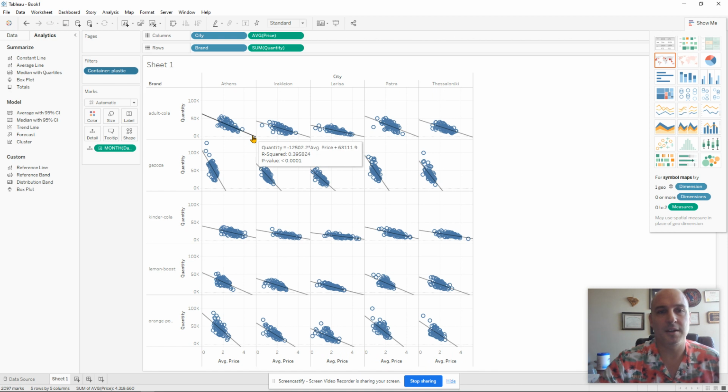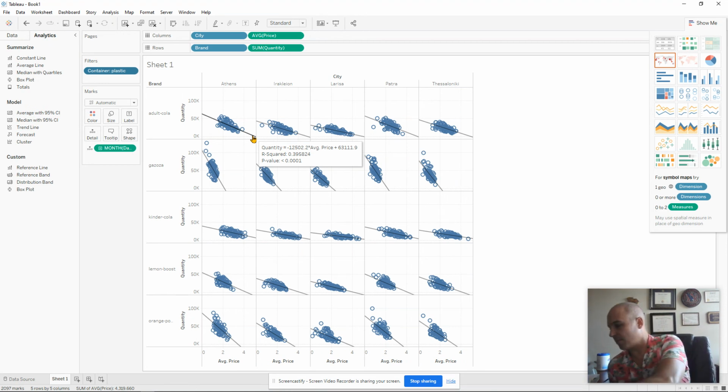And you see what we get out of here is an equation of quantity equals, we have a slope, so it's negative 12,502 times the average price. That's the y equals mx plus b formula, the equation of a line. So y is quantity, x is the average price. The slope m is negative 12,502, and b is the intercept of 63,111. So there's our equation of our line.